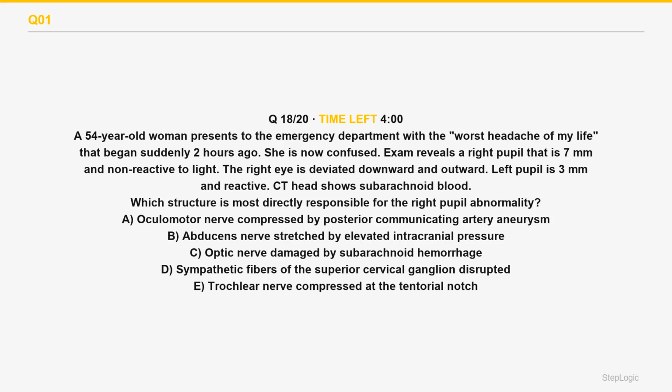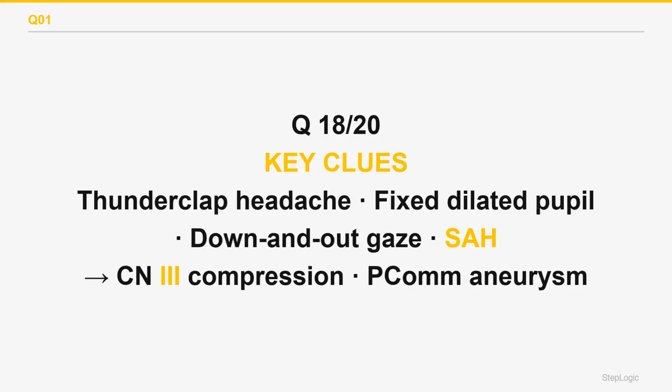Read the command. Which structure explains the blown right pupil? Thunderclap headache, worst of life. Right pupil 7 mm, non-reactive, right eye down and out, subarachnoid blood on CT. A fixed, dilated, non-reactive pupil with ipsilateral down and out gaze is CN3 palsy.